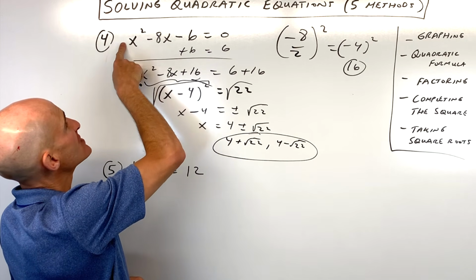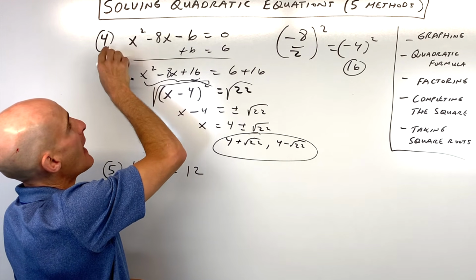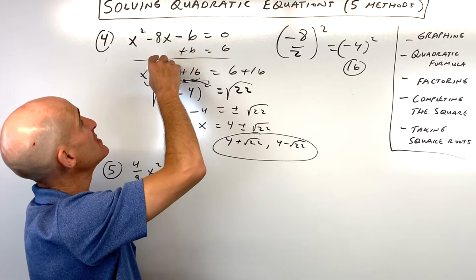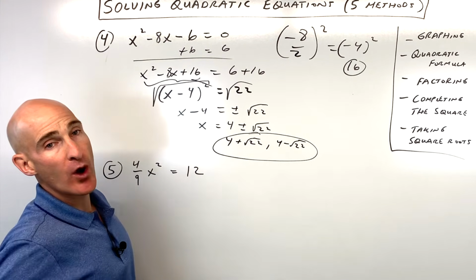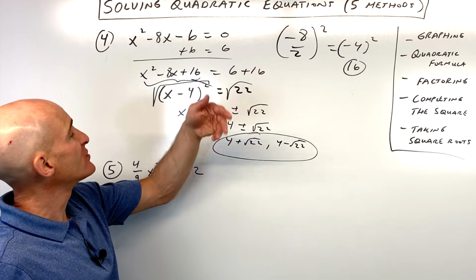If the leading coefficient's not 1, like say this was a 2, I would first divide everything by 2. It's easier to complete the square when that leading coefficient is 1. So if you do have that leading coefficient, just divide it out.